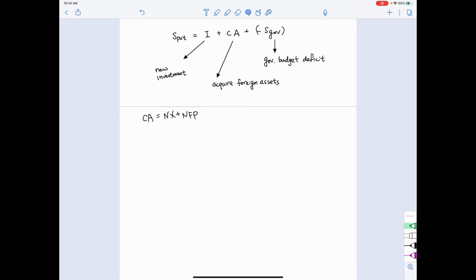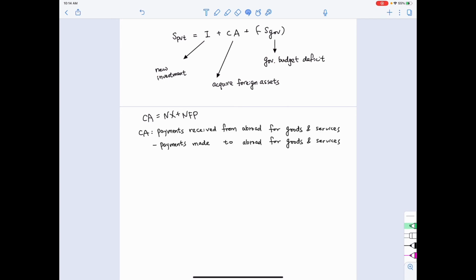When the net export is positive, it means that we sell more goods than we import from abroad. And when there is a positive net factor payment from abroad, it means that we provide more factors of production that produce outside of the country border, and we pay less to the factors of production that are owned by foreigners and work domestically. So we define the current account balance as the payment received from abroad for goods and services minus the payment made to abroad for goods and services.